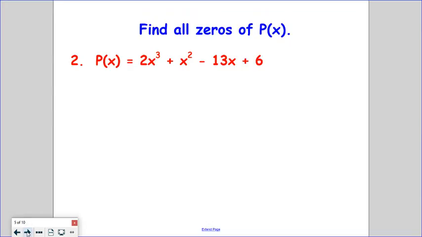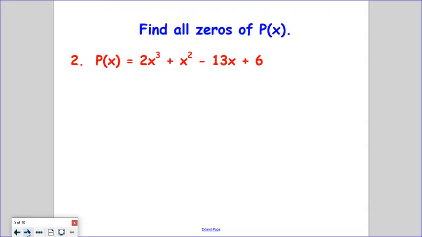All right. Next one. P of x equals 2x cubed plus x squared minus 13x plus 6. I want you to attack this one very similarly to how we did the last one. I'm going to give us a little trick in our calculators at the end of this problem also to use. But again, not factorable. I've got 4 terms up there. I would have to factor by grouping if I were going to be able to factor this one.